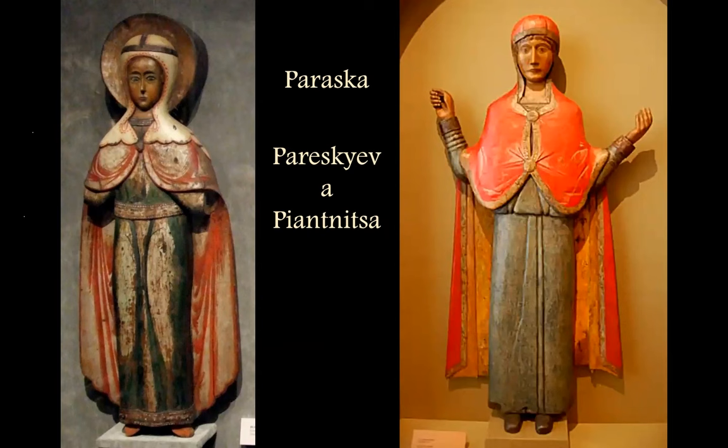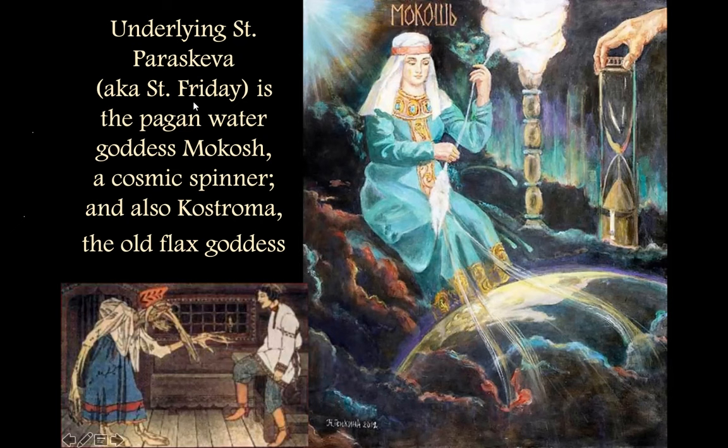You can see some of these are quite old, the carvings of her. And Friday is sacred to her, like the other Friday goddesses I was talking about. In Estonia, they actually call her Saint Friday. But underneath this, lying behind Paraska, is Makosh, whose name means moisture. And she is a cosmic spinner, but she's also associated with the waters. And this is modern. So there's a whole revival of Russian pagan themes and bringing back Makosh, who is often shown in the tree of life as a spinner or here in the clouds. Here, Kostroma is my idea about who is represented here, who is kind of a demonized flax goddess, kind of along the lines of Baba Yaga.